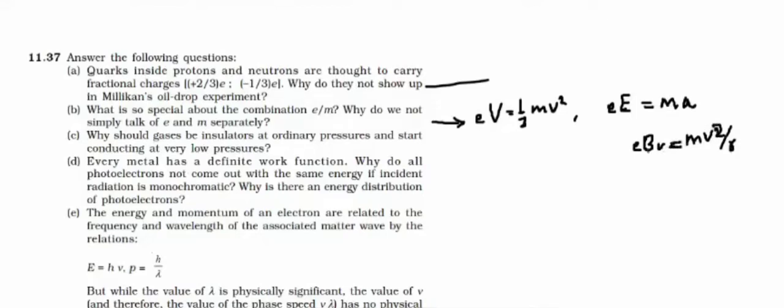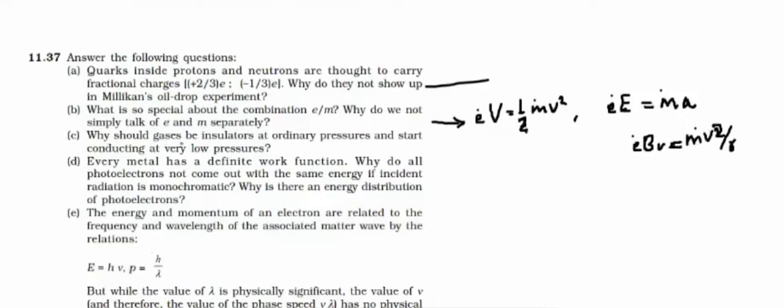Now see all these equations related to elementary atomic or particle concepts. Everywhere you can have e and m. So the behavior of the particle is not only decided by its charge but also its mass. That's the reason, rather than seeing them separately, we consider them together as a single factor, e by m, the specific charge. Now come to part C.